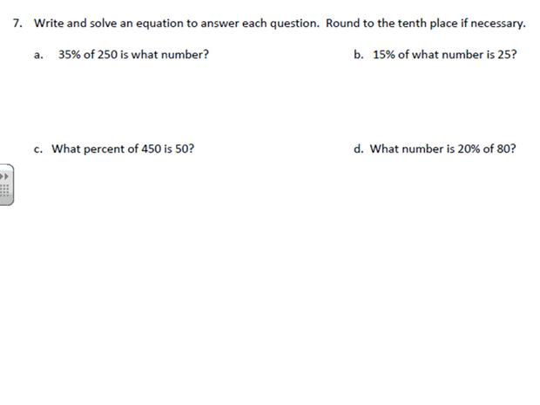Number 7, write and solve an equation to answer each question. You need to make sure that you start with an equation before you solve the problem. These types of problems, you're always going to change your percents into decimals. The word of means that you are going to multiply, and the word is means that you are going to put an equal sign.